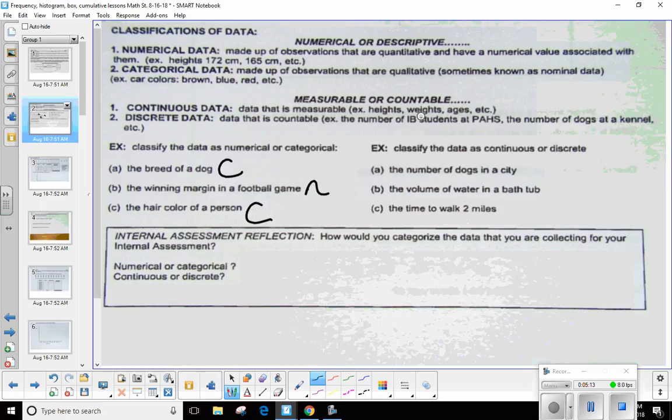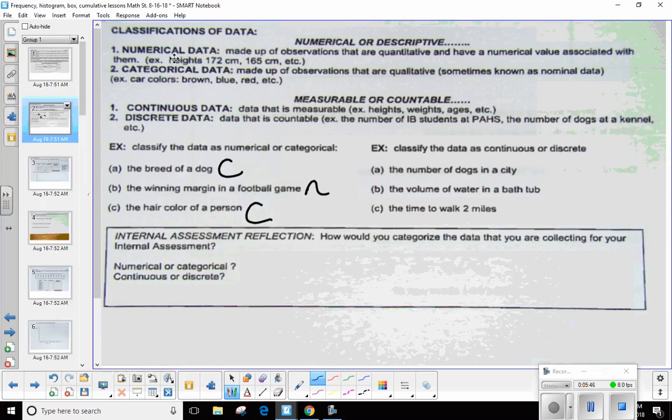Now, right below that, we have measurable or countable. Continuous data is data that is measurable: heights, weights, ages, because you can have more than just whole number heights, right? Can you have a portion of a height? Yeah, that's really the difference between continuous and discrete. If you can have a portion of this quantity, it's going to be continuous. If you can't divide it up, then it's going to be discrete. It has to be your regular counting numbers.